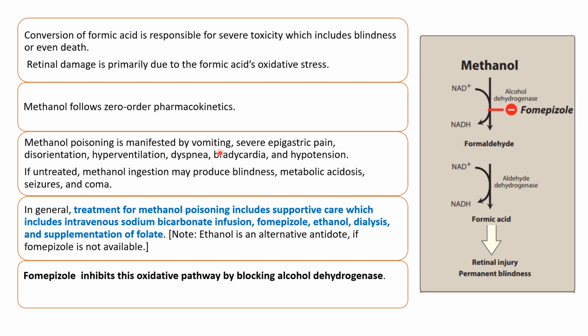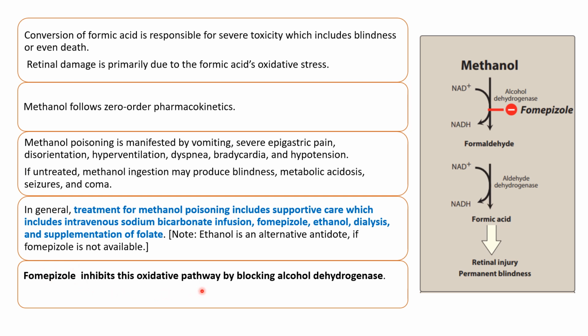Methanol poisoning is manifested by vomiting, severe epigastric pain, disorientation, hyperventilation, dyspnea, bradycardia, and hypotension. If untreated, methanol ingestion may produce blindness, metabolic acidosis, seizures, and coma. In general, treatment for methanol poisoning includes supportive care, which includes intravenous sodium bicarbonate infusion, fomepizole, ethanol, dialysis, and supplementation of folate. Ethanol is an alternative antidote if fomepizole is not available.